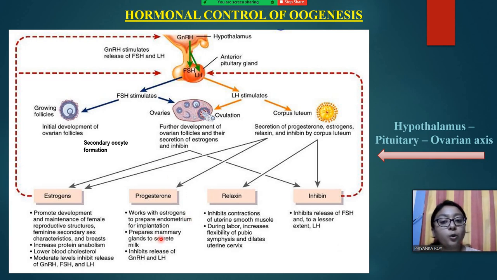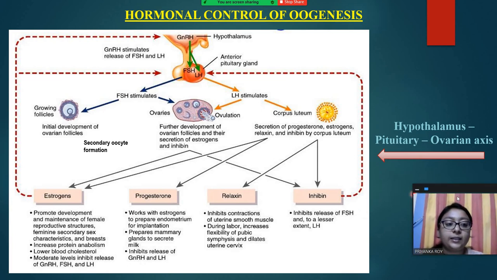Progesterone is an important hormone to prepare the thick endometrium for implantation of the ovum after ovulation. It also prepares the mammary glands to secrete milk, and it also helps in the negative feedback loop along with estrogen. Okay, so this is basically the hormonal control of oogenesis, and I will stop here and discuss fertilization in the next video.